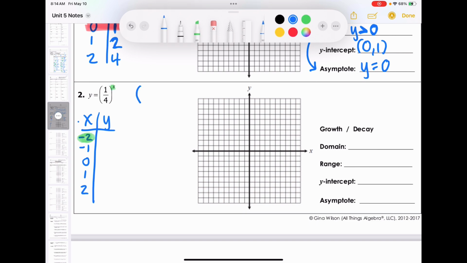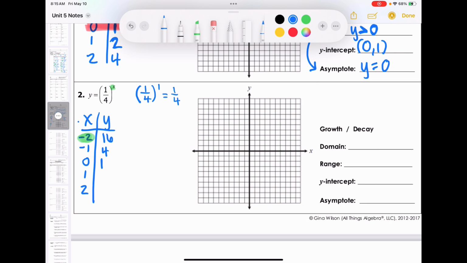So I'm going to do parentheses 1 over 4 to the -2 power. And when I do that for -2, I get 16. Then you're going to do parentheses 1 over 4 to the -1 power, and that's going to give me 4. Anything raised to the 0 power is always 1. Then when I put a positive 1 in here, it's going to give me 1 over 4.